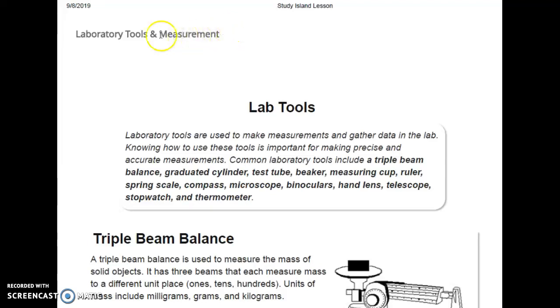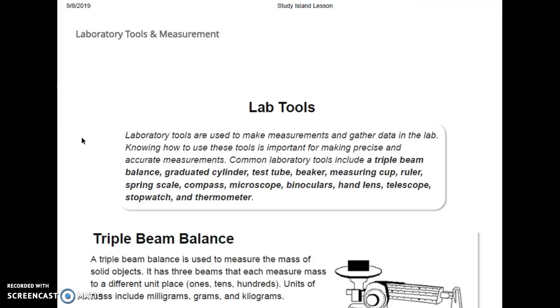Study Island Lesson, Laboratory Tools and Measurement. Lab tools. Laboratory tools are used to make measurements and gather data in the lab. Knowing how to use these tools is important for making precise and accurate measurements.